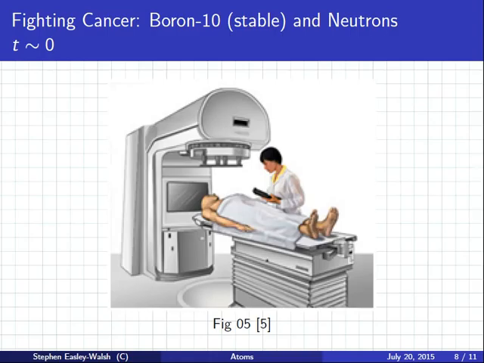Then they fire neutrons right at the spot where the tumour is. So what happens is the boron 10 gets a neutron, and it becomes boron 11 because it has an extra neutron. Boron 11 is radioactive. So now you have a radioactive material inside the tumour.